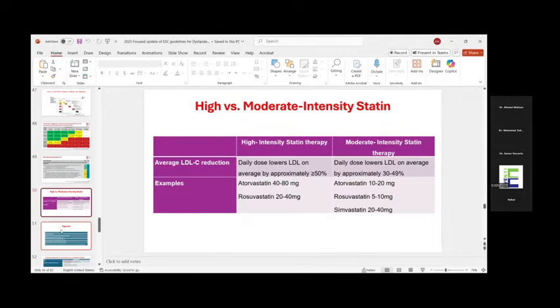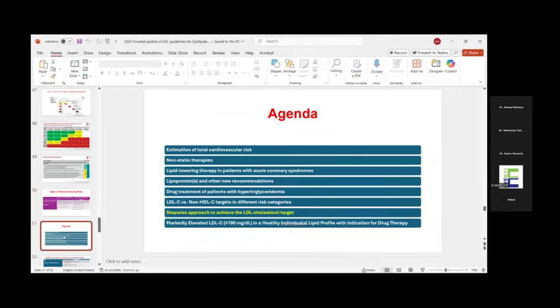Just to remind you, a high intensity statin is a daily dose that can lower the LDL level by approximately 50%, such as atorvastatin 40 to 80 milligram, rosuvastatin from 20 to 40 milligram, while moderate intensity statin is the statin dose that can lower the LDL by approximately 30 up to 49%, such as atorvastatin 10 to 20, rosuvastatin 5 to 10, simvastatin 20 to 40 milligram.